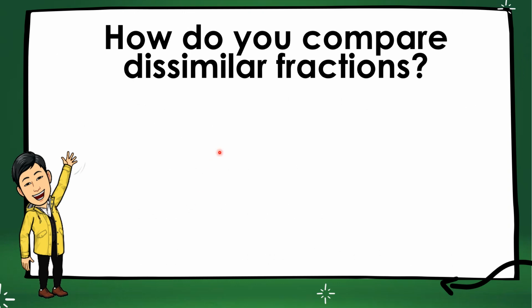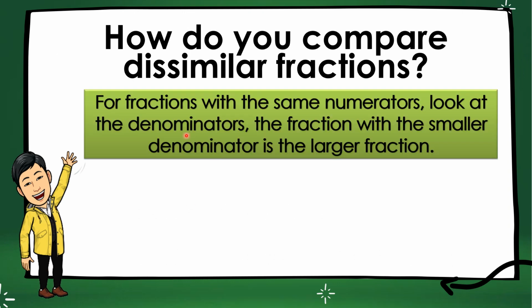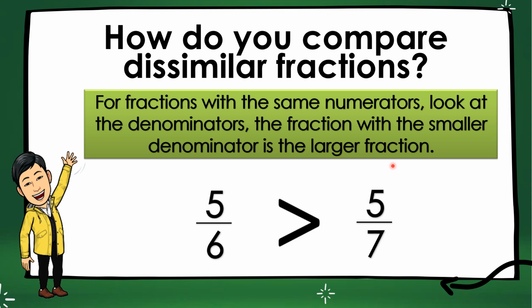Okay, here, how do you compare dissimilar fractions? For fractions with the same numerators, look at the denominators. The fraction with the smaller denominator is the larger fraction. Example, 5/6 and 5/7. Remember, they have the same numerators, 5 and then 5. Look at the denominators, 6 and then 7. The fraction with the smaller denominator is the larger fraction. So, therefore, 5/6 is greater than 5/7.